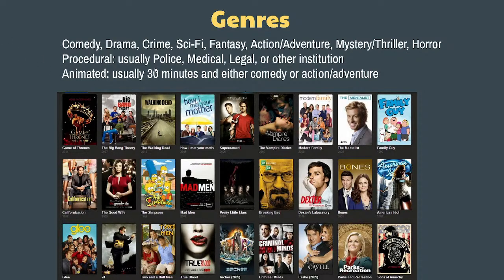Animated shows are usually going to be half-hour and comedy or action adventure. Again, there's a lot of exceptions to that nowadays, and we don't really write an animated pilot any differently, so you can just say your pilot is animated no matter what. It might raise the question, why are you doing this animated when it feels like it doesn't need to be? But it's ultimately up to you, and you can do what you want with that.